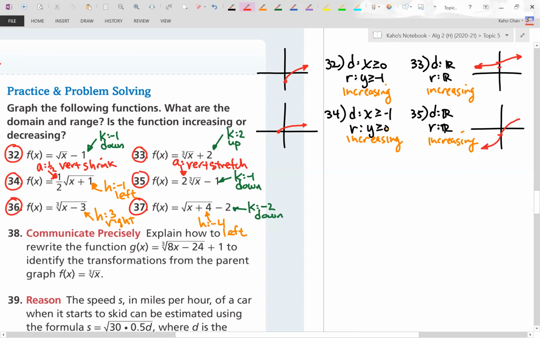There we go. Yay. 36 is next. Domain is, oh, another cubic root function. This is all real numbers. And the range is all real numbers. And it's increasing as well.